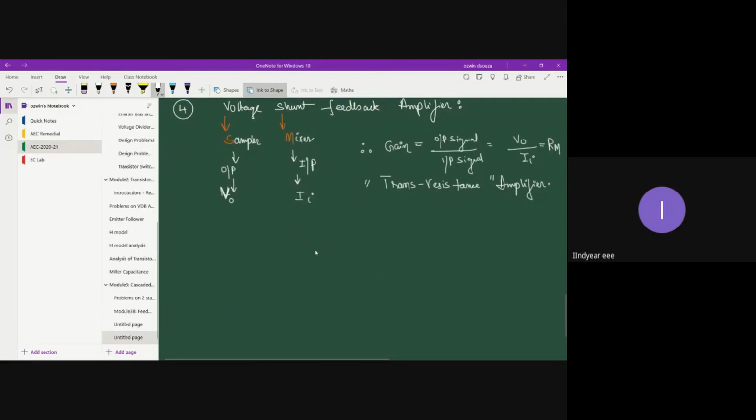Okay, so let us construct the circuit diagram. So first let us draw the trans resistance amplifier.